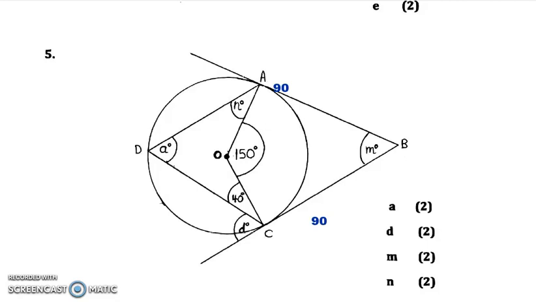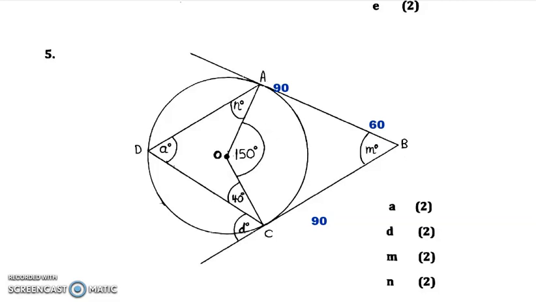So to find angle M, you can see that this is a four-sided shape. It's a quadrilateral. So to find the missing angle, we'll say 360 degrees minus 150 minus 90 minus 90. So let me work it out. So it means that angle M will be 60 degrees. Therefore, M is equal to 60 degrees.